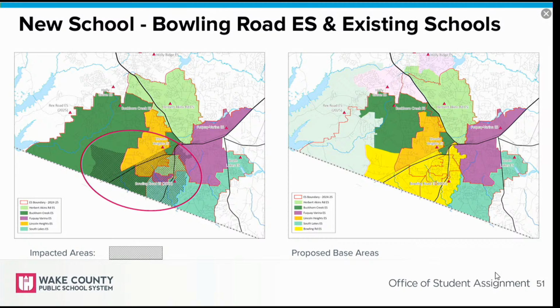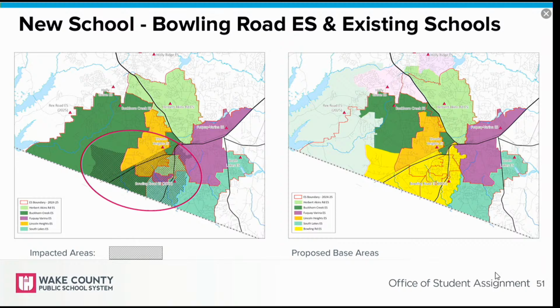However, Bowling Road is located here. And as you'll notice, there's a fragmented set of attendance areas in this region because of what we've had to do to manage the growth in the region while waiting for Bowling Road to open. So these purple areas represent existing portions of Fuquay-Varina Elementary that we're recommending become part of Bowling Road base. This light bluish green color is part of the current South Lakes Elementary base attendance area that we recommend becoming part of Bowling Road. This light green area is actually part of Herbert Akins Road Elementary base attendance area that we're recommending fold into and become part of Bowling.